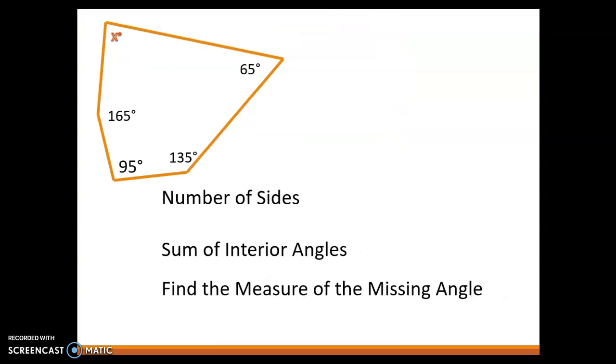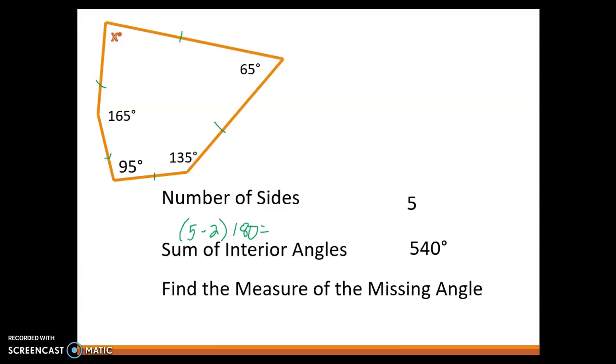All right, let's try another one. First, let's identify the number of sides. The number of line segments forming this shape is equal to 5. It is not a regular pentagon. We can see that the sides are not all the same length, nor are the angles the same measure, so it's definitely not a regular pentagon. But it doesn't matter if it's regular or not when we're finding the sum of the interior angles. We're going to take the number of sides, in this case 5, minus 2, and multiply that by 180. And when we do that, 5 minus 2 is 3, times 180, we get 540 degrees.